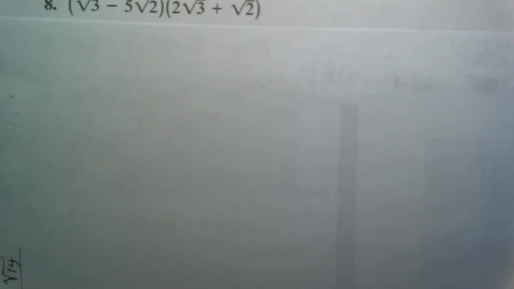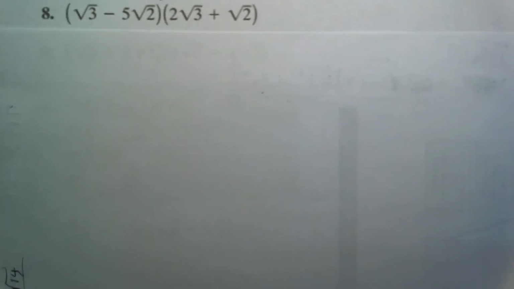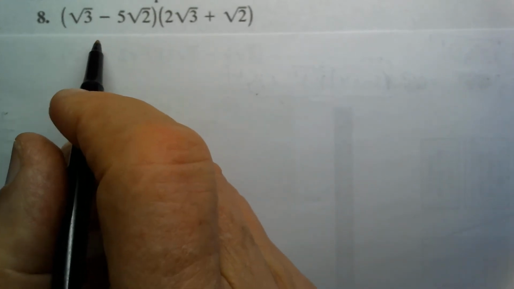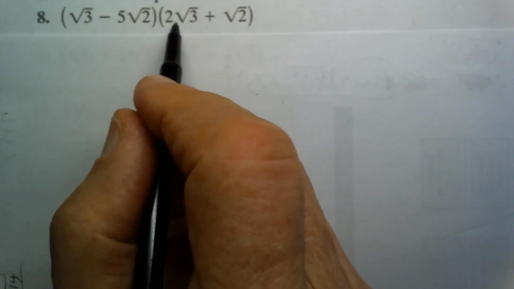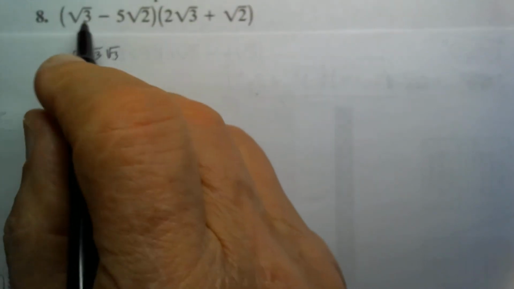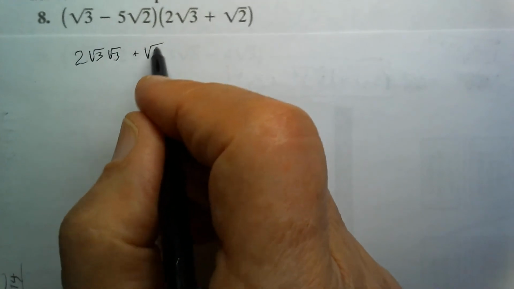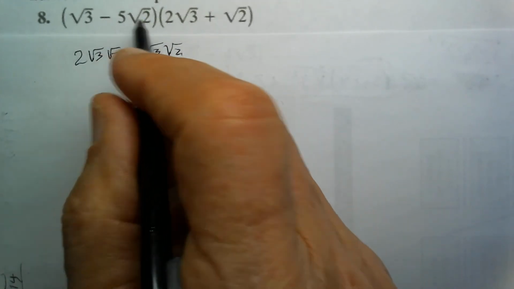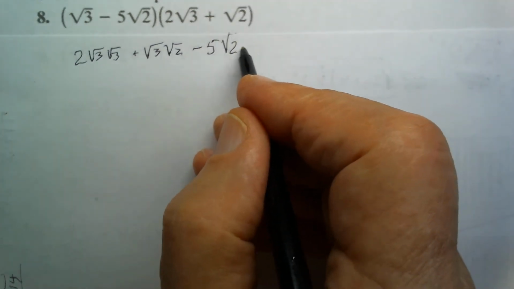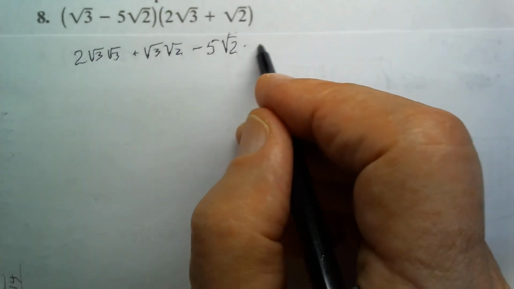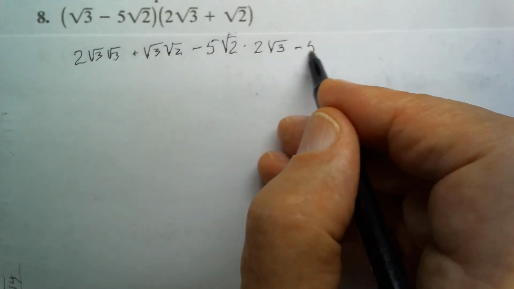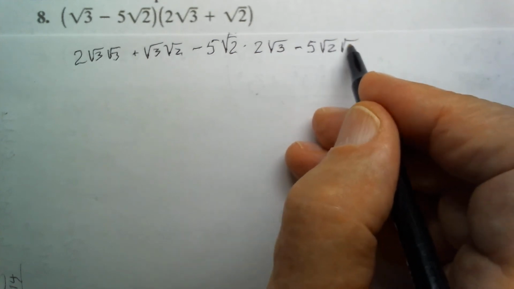For the next exercise, we simply apply the rules we learned about multiplying polynomials. And so you can look at the radical expressions as variables in a way, but it's the same idea. We multiply radical 3 times 2 times radical 3. So that's 2 times radical 3, and then radical 3 times radical 2. So it's radical 3 times radical 2. And then we have minus 5 times radical 2 times 2 times radical 3. And then we have minus 5 times radical 2 times radical 2.